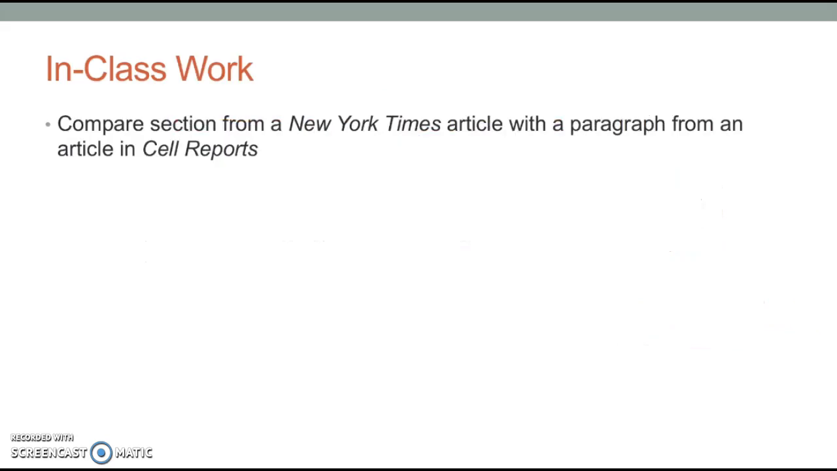So what I want you to do now for the next few minutes is to compare, and you should have this handout in front of you, a section from a New York Times article with a paragraph from an article in Cell Reports. You've probably figured out that Cell Reports is an academic journal, whereas the New York Times is not. It's a daily newspaper, one of the most widely read newspapers, certainly on the East Coast of the United States, if not in the entire country. Very old, prestigious newspaper.